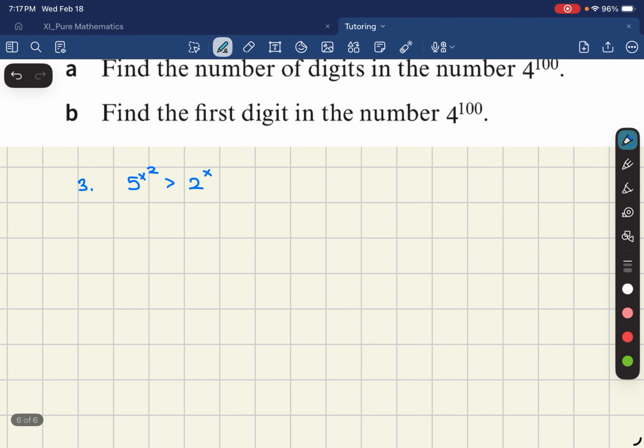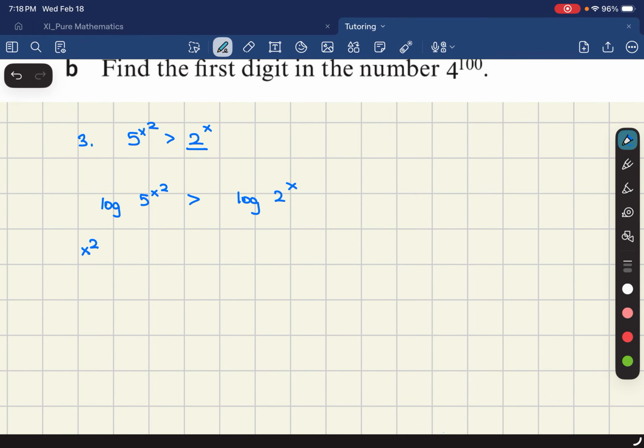So if this is bigger than this, then if I take log base 10 of both sides, and again, if I don't write the base, it's implied that it's 10, then the inequality does not change, right? Because the log function is an increasing function. If the left-hand side is bigger than the right-hand side, then the log of the left-hand side has to be bigger than the log of the right-hand side. And now we can use our rules to do some simplification.